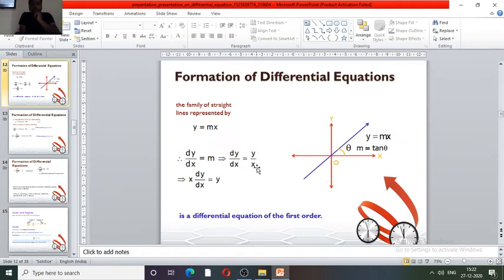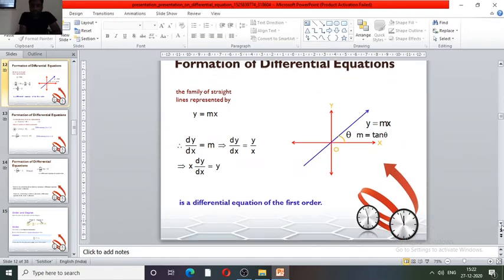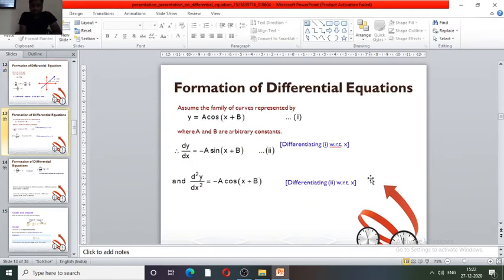It is nothing but x dy by dx is equal to y. So x dy by dx is equal to y is the differential equation of the first order. So this is basically the formation of differential equation.